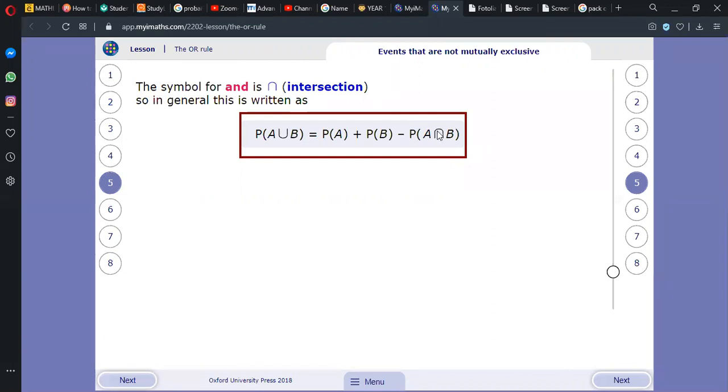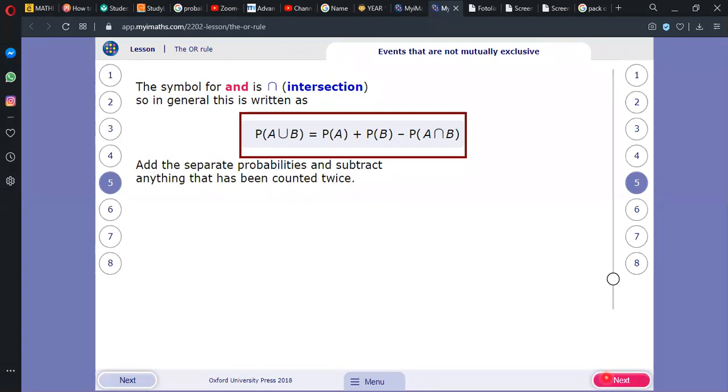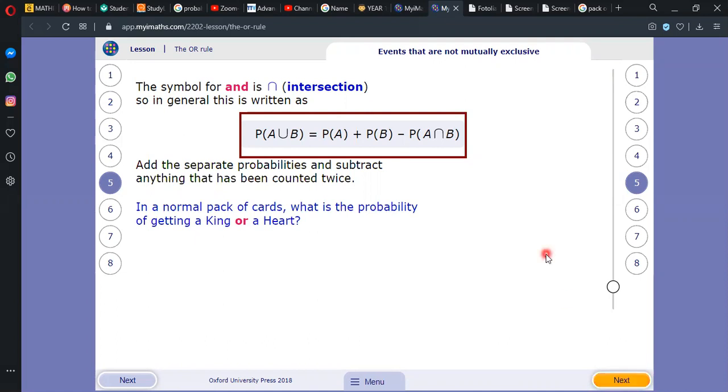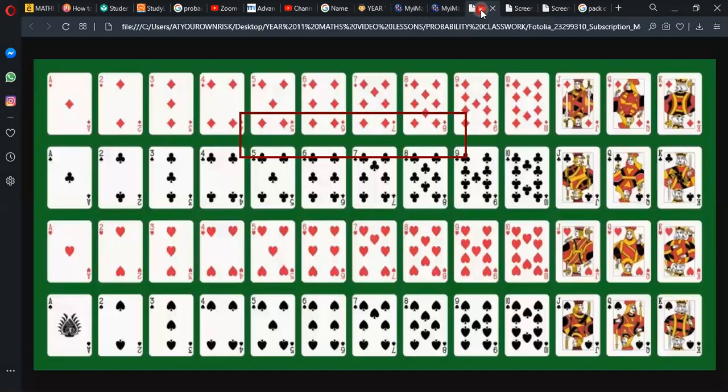So remember this formula? This is used for not mutually exclusive. Okay, add the separate probabilities and then subtract anything that has been counted twice. That is the common outcomes. Okay, let's talk about a normal pack of cards as another example. What is the probability of getting a king or a heart? For those of us that have not seen the normal pack of cards, I'm going to show you that right here.